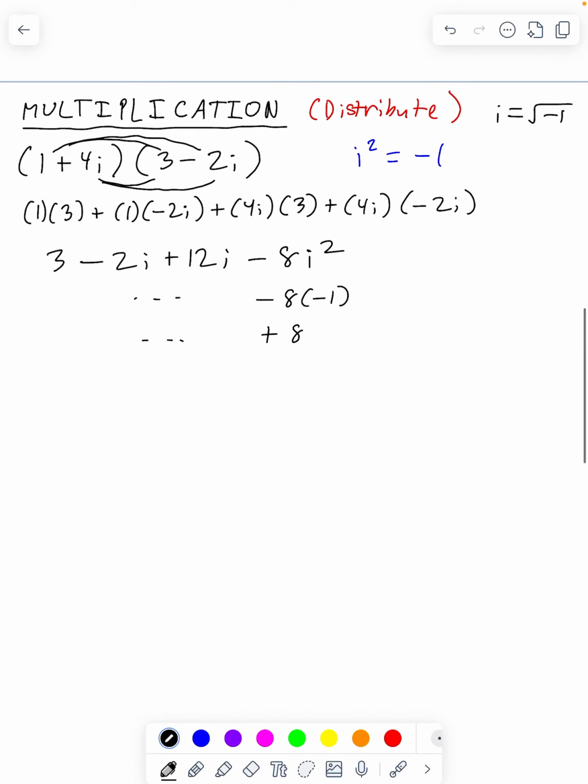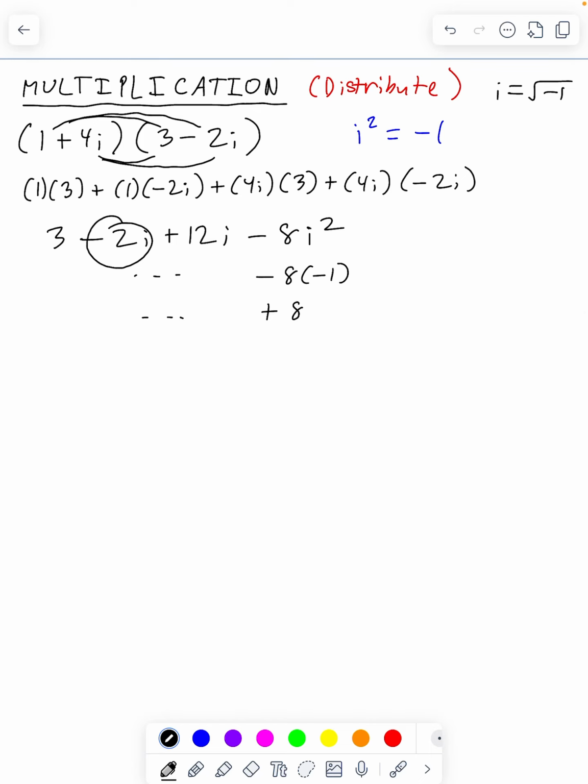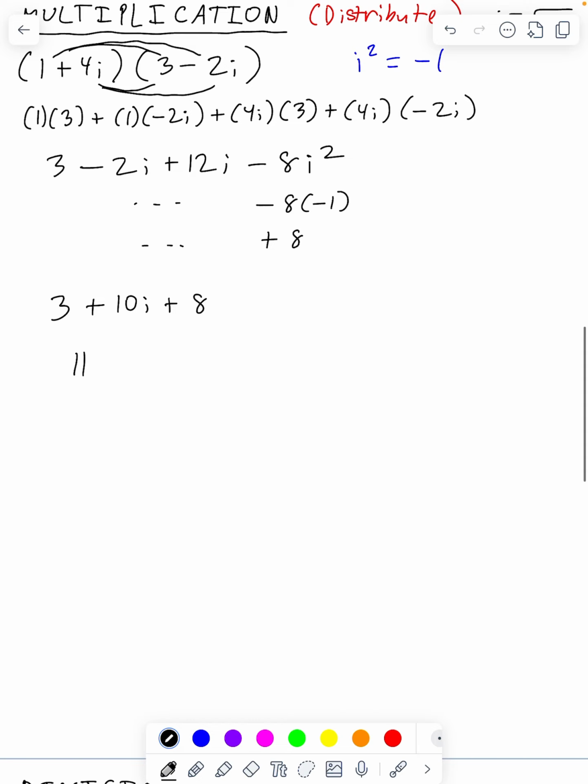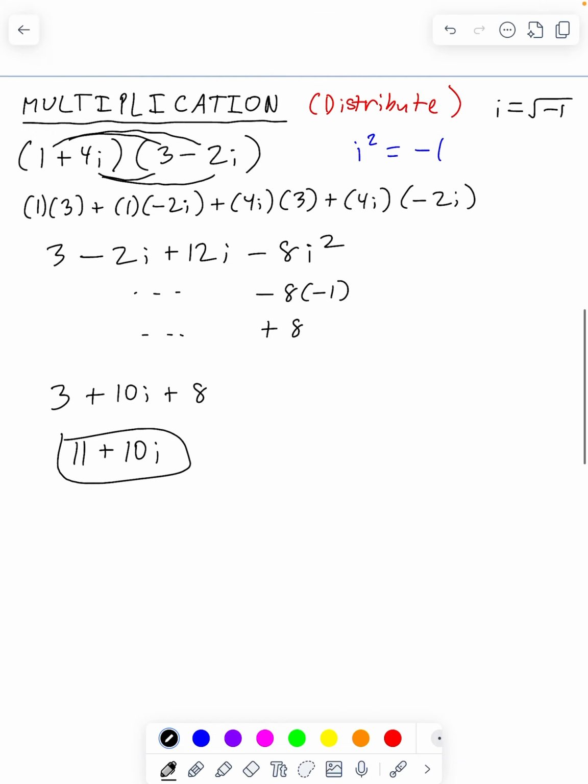Now for the middle part, we can combine the -2i and the 12i to give us 10i. So we'll keep the 3 because we haven't done anything with that yet. And then the -2i and the positive 12i gives us a positive 10i. And then we have the plus 8 from the right. So that's what this expression would turn into. Now we can combine the 3 and the 8 to get us 11 for the real part, and then plus 10i for the imaginary part. That's our answer for this multiplication problem.